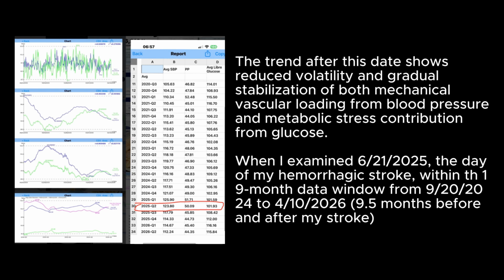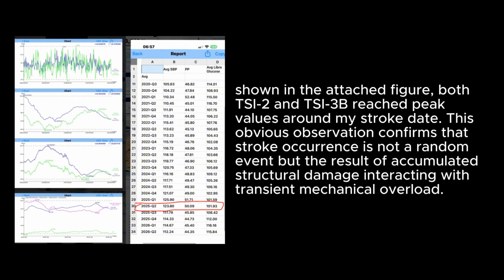When I examined June 21, 2025, the day of my hemorrhagic stroke, within the 19-month data window from September 20, 2024 to the 10th of April 2026, 9.5 months before and after my stroke, shown in the attached figure, both TSI-2 and TSI-3B reached peak values around my stroke date. This obvious observation confirms that stroke occurrence is not a random event but the result of accumulated and structural damage interacting with transient mechanical overload.